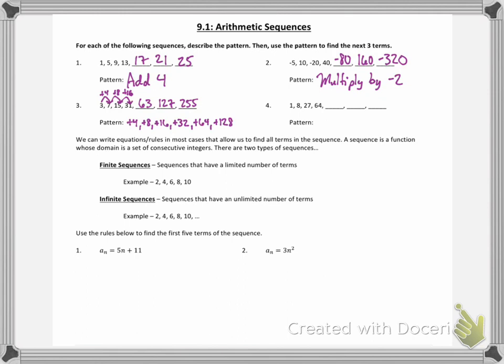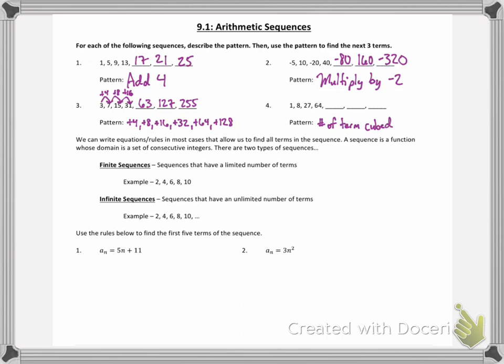Last one here, number 4: 1, 8, 27, 64. These are actually your perfect cubes. The first term is 1 cubed. The second term, 2 cubed. The third term, 3 cubed. The fourth term, 4 cubed. So the pattern is the number of the term cubed.